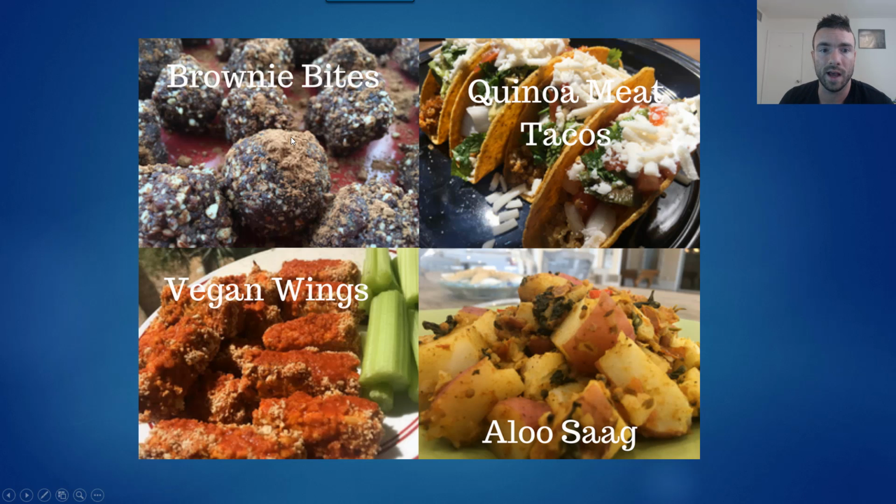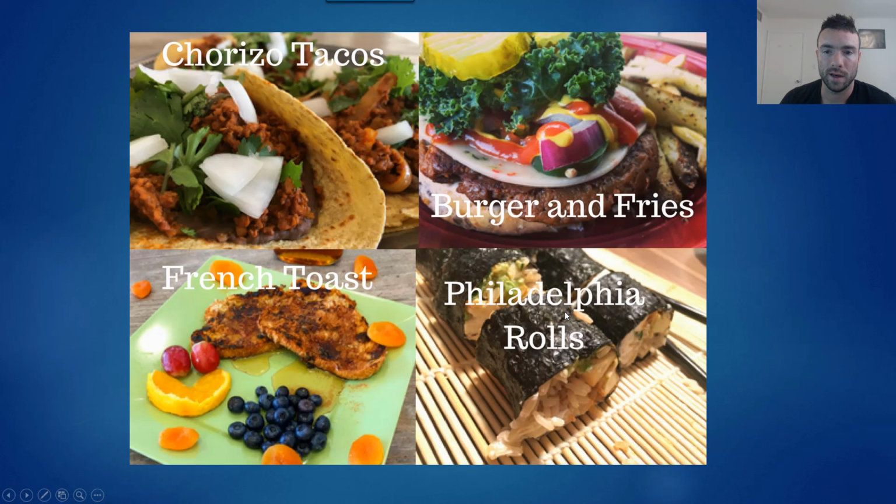And right here, you can see that we have these fully raw vegan brownie bites. Here is some vegan buffalo wings that we made. Here's tacos, and here is a potato Indian curry. And here's some more. Here's some chorizo tacos using a meat alternative that we bought at the store. Here's making a vegan burger from a vegan burger patty we bought that was already pre-made. Here is some vegan sushi we made and vegan French toast. So none of these have animal products or any cholesterol in the foods at all.